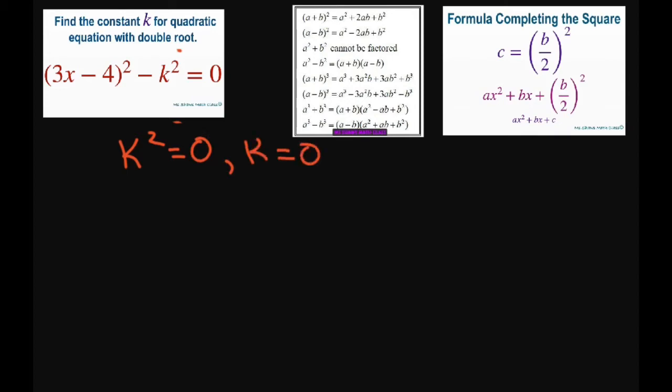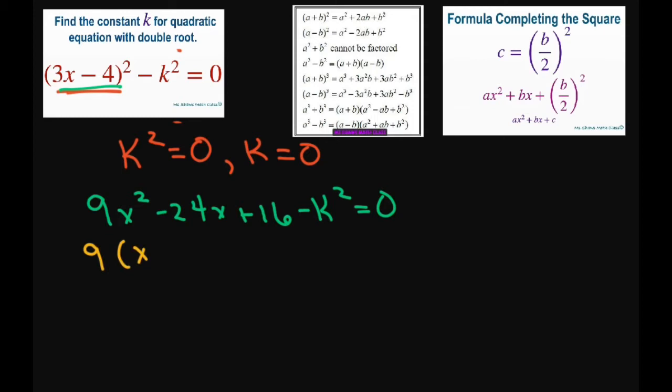This one's kind of confusing because it's already set up this way. That would be using the formula. Let's do it the long way. If you expand this, you're going to get 9x squared minus 24x plus 16, and then minus k squared equals 0. And if you factor out a 9, we'll get x squared minus 8 thirds x plus (16 minus k squared) divided by 9 equals 0.